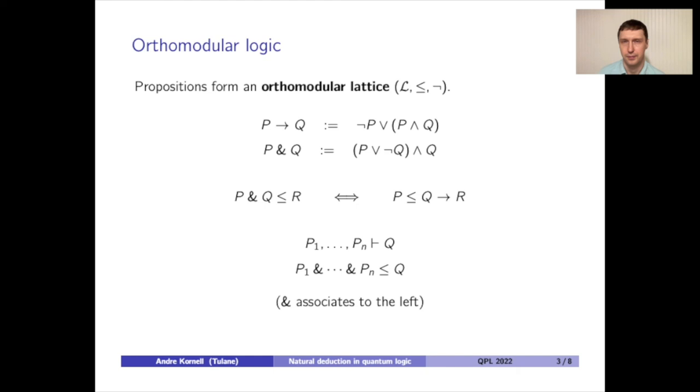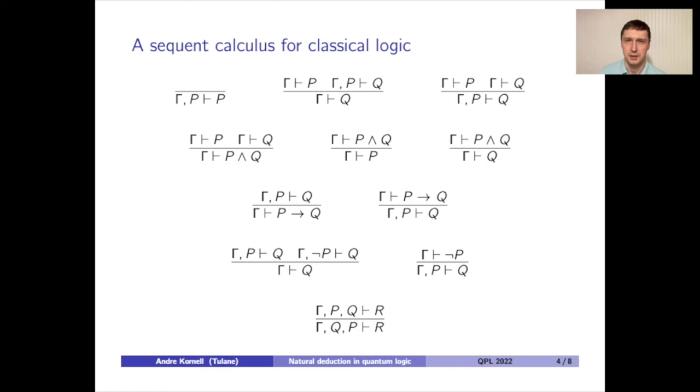But before we look at the rules for orthomodular logic, let's first look at a sequent calculus for classical logic. This isn't any of the canonical sequent calculi for classical logic, but it's fairly close to all of them. At the top, we have three structural rules, namely the assumption rule and the cut rule, and a special case of the weakening rule. Then we have three familiar rules for conjunction, two familiar rules for implication, and two familiar rules for negation, namely excluded middle and deductive explosion.